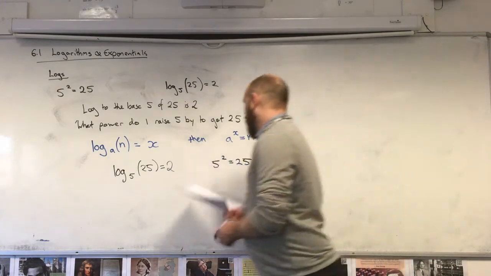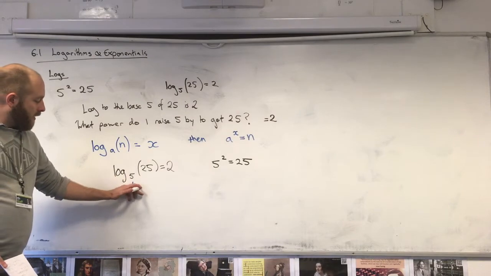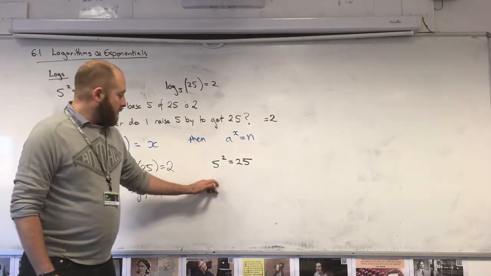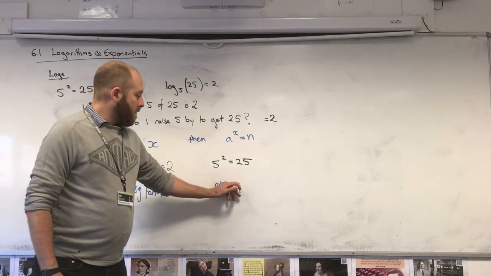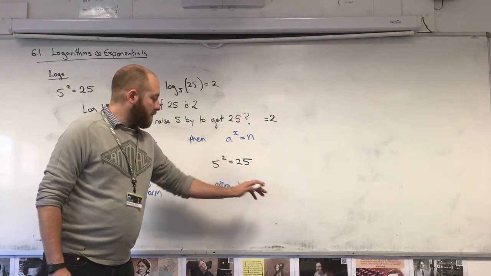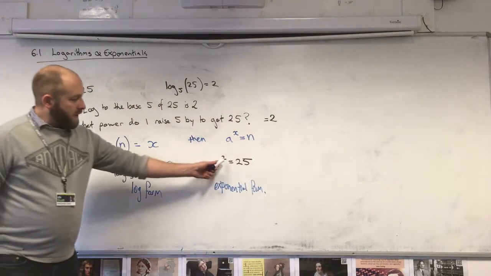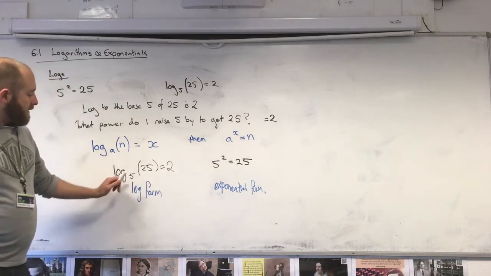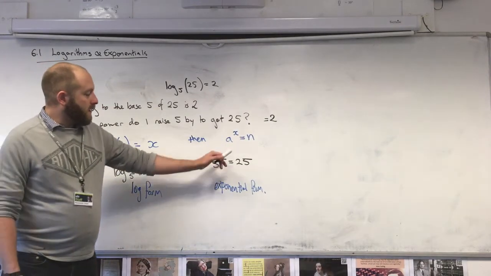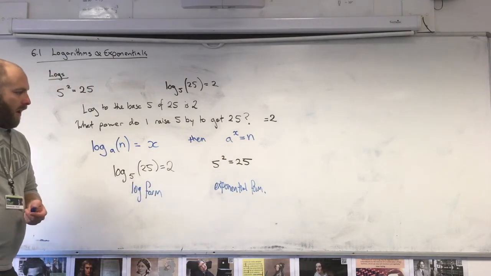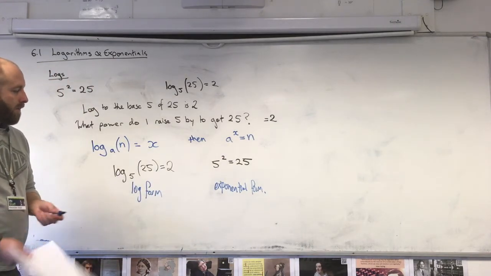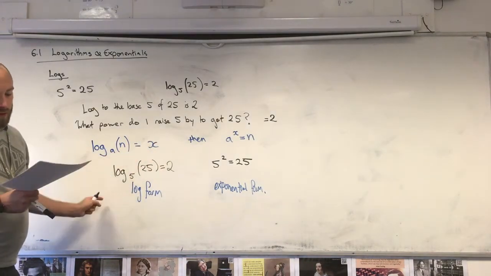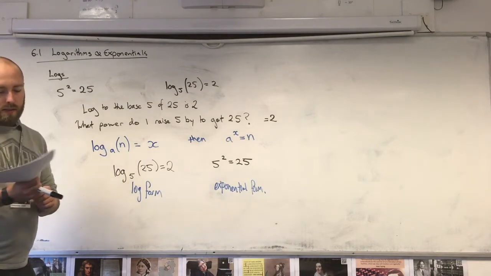So we call this log form, or logarithmic form if you want to be proper, and exponential form. This number here is the exponent, which is why it's called exponential form. This is our base, so 5 is the base, 2 is the exponent. I think 25 is the subject. I can't remember now. Yeah, log form, exponential form. So the first skill you need is to be able to go from one of these to the other. So we're going to try a few examples of that.